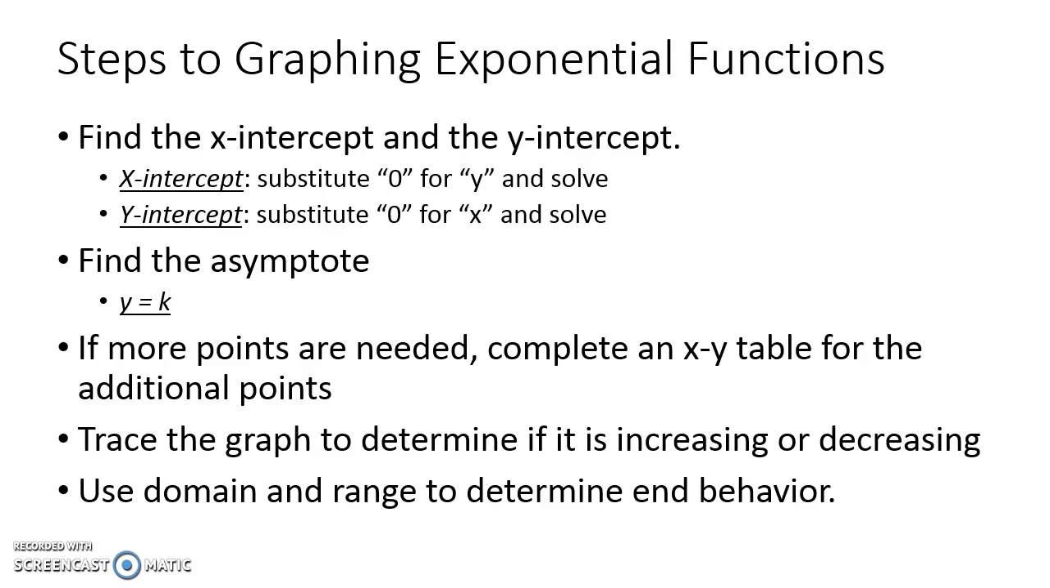So let's review these steps one more time. First things first, find the x-intercept and the y-intercept. To find the x-intercept, substitute 0 for y, and then you solve. To find the y-intercept, you substitute 0 for x, and then you solve. After you find both of your intercepts, then you look for your asymptote. For an exponential function, your asymptote is y equals k, a horizontal dashed line, because it tells me where my graph will come close to, but will never cross. If you need more points, complete your input-output table or XY table. Then trace your graph, and finally look at the domain and the range to determine the end behavior of your exponential function.